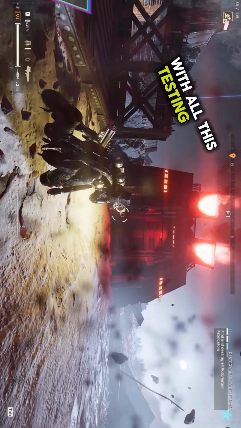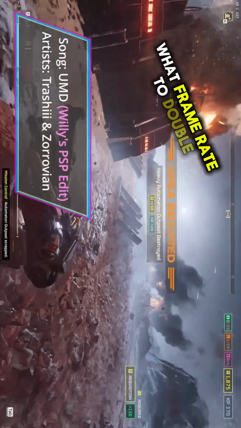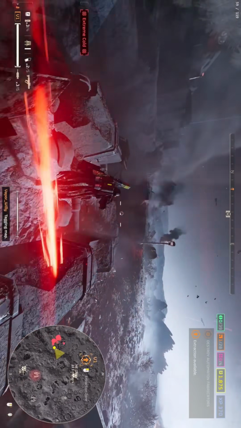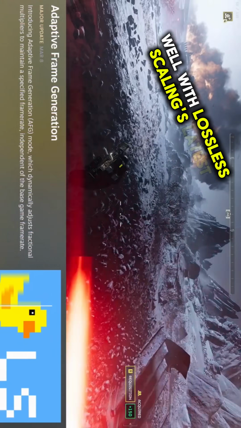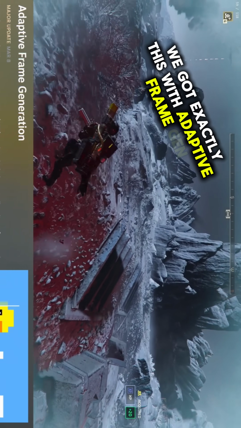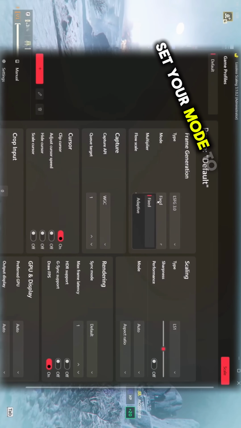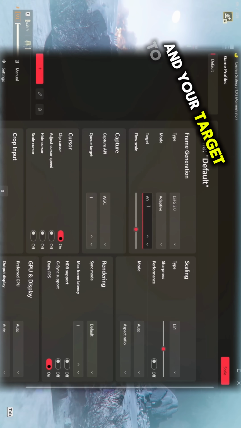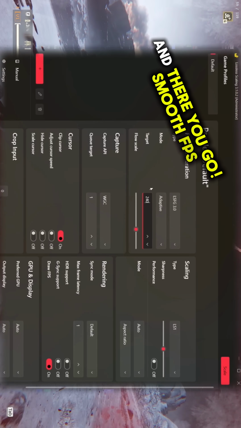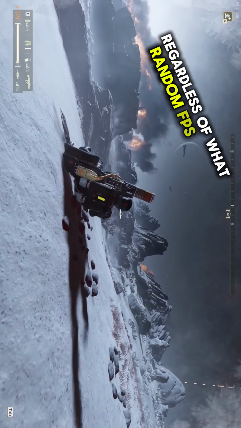With all this testing and calculating what frame rate to double, triple, etc., maybe you'd prefer if there was an easier way. Well, with Lossless Scaling's latest update, we got exactly this with Adaptive Frame Gen. Set your mode to adaptive and your target to your monitor's refresh rate, and there you go. Smooth FPS regardless of what random FPS your game is hitting.